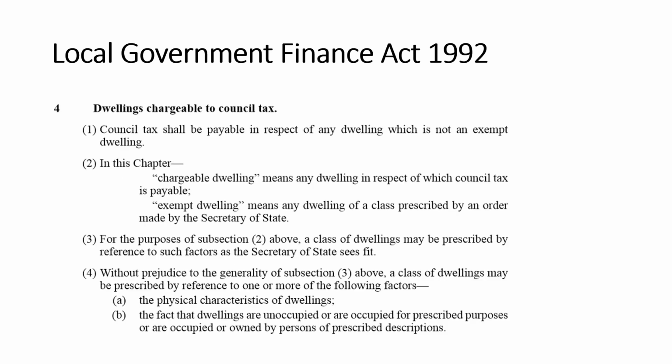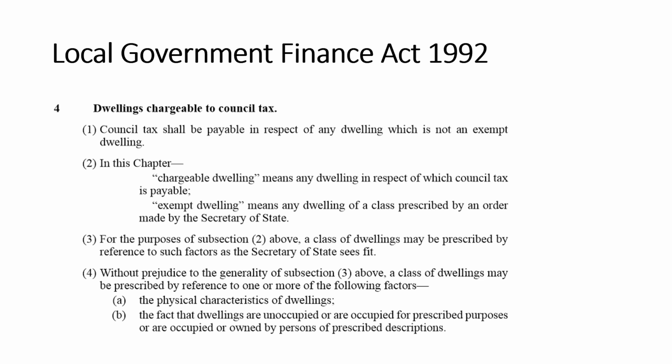Now, we go to the Local Government Finance Act, again, 1992, subsection 4, dwelling chargeable to council tax, and it says council tax shall be payable in respect to any dwelling which is not exempt dwelling. Chargeable dwelling means a dwelling in respect to which council tax is payable. Exempt dwelling means any dwelling or a class prescribed in order by the Secretary of State. So we can now see that there is in fact 2 definitions of dwellings, but based on our previous information, we know that if it's your primary place of residence, it is not a chargeable dwelling. So if it's not chargeable, it's not taxable.